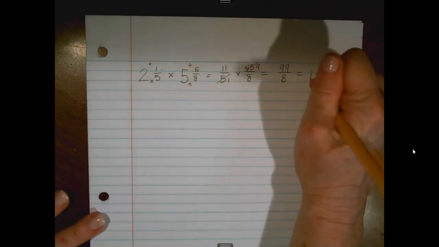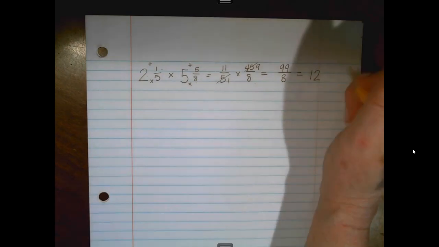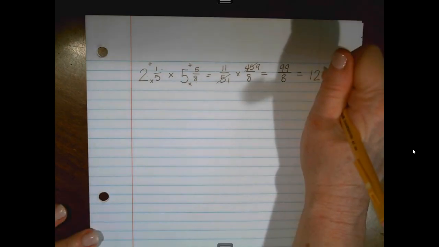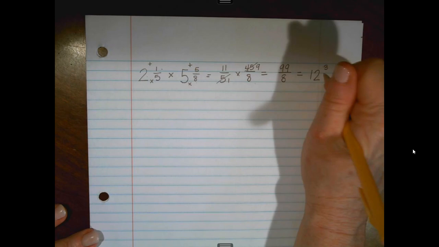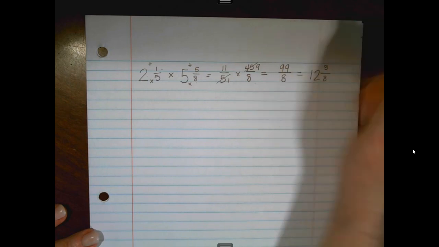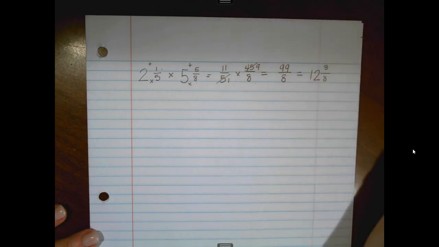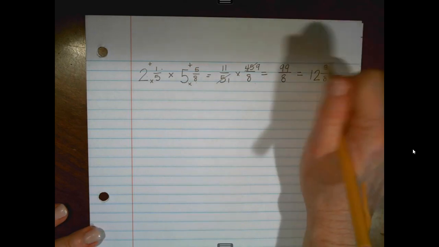Okay. And then that gives me 96. And then I have 3 left over. 96 from 99 is 3. So I have 12 and 3/8. 3 and 8 will not simplify. There's no common factor other than 1.